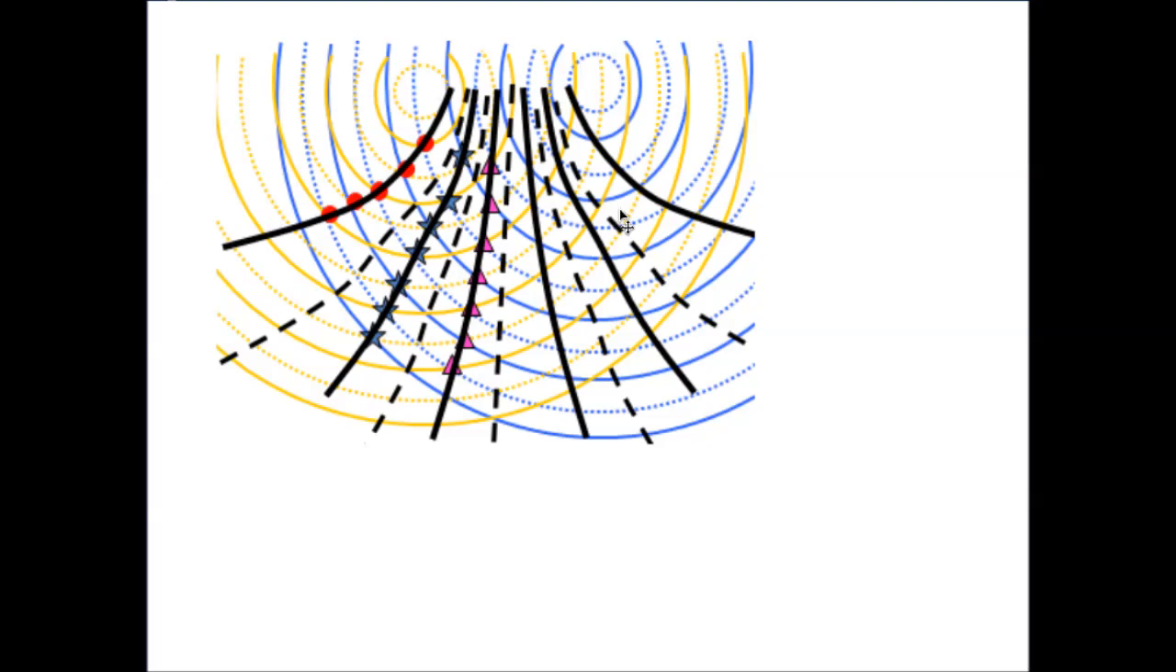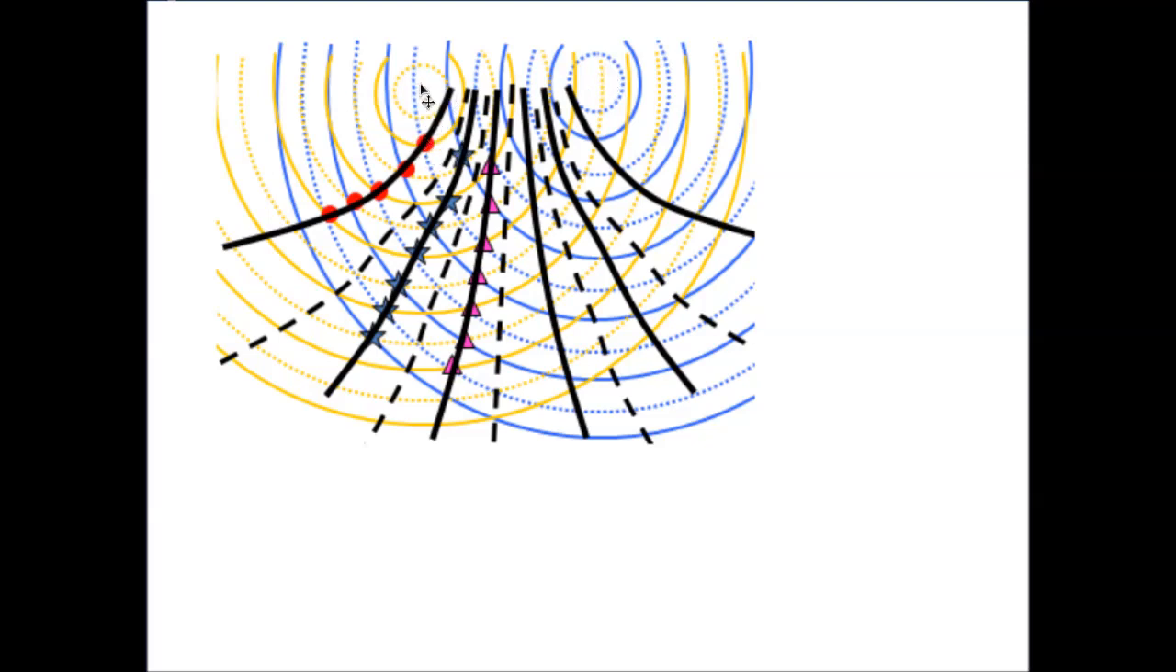I just want to remind you that you have these two sources sending out the waves, and that the points where the waves are canceling one another out, and also the lines composed of the points where the waves are reinforcing one another, are all lying along hyperbolae, where the difference between the two stays the same.